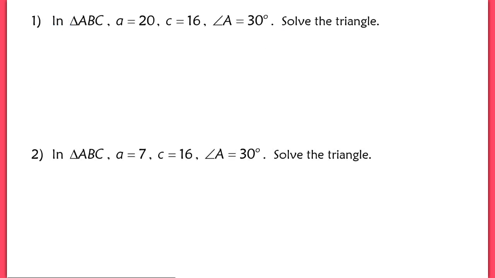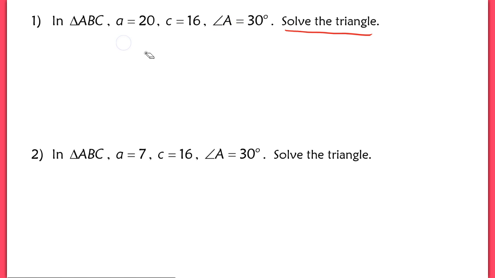All right, in this first problem, it says that in triangle ABC, little a is 20, little c is 16, and big A is 30 degrees. We're supposed to solve the triangle. That means we need to know at least one more side length, because we're given two, and we also need two more angle measures. We're going to need angle B, and we're also going to need angle C. So that's what it means to solve the triangle. We need all six parts.